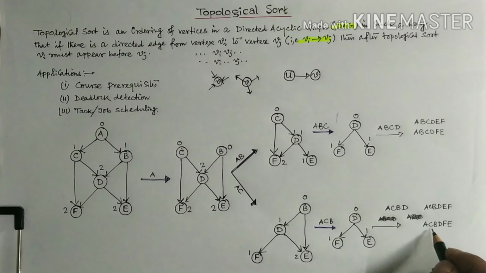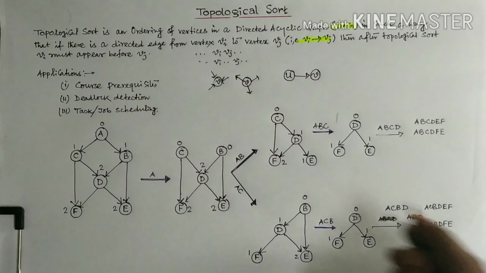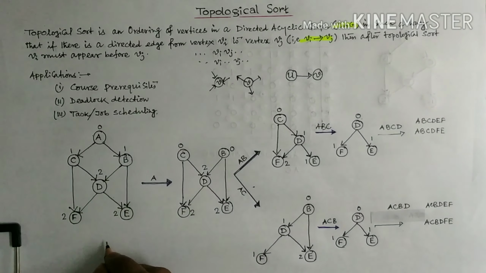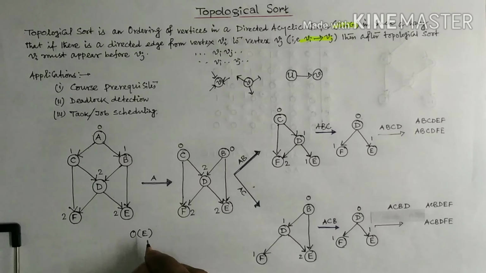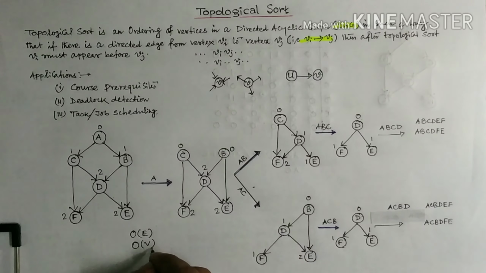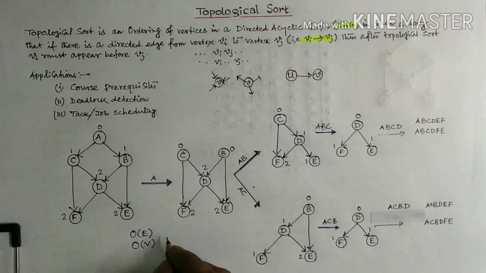And last one A, C, B, D, F, E. So four solutions are there for this given graph. In this algorithm, determining the in-degree of each node takes order of E time, where E is the number of edges. Finding the nodes with in-degree 0 takes order of V time, where capital V represents the number of vertices in the graph. So altogether time complexity becomes order of E plus V.